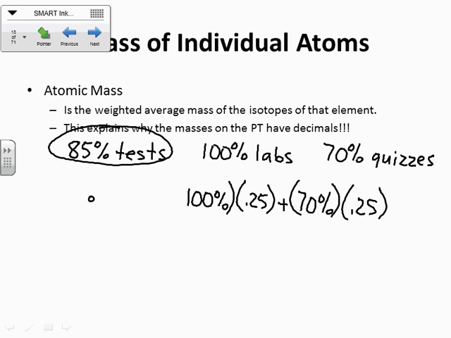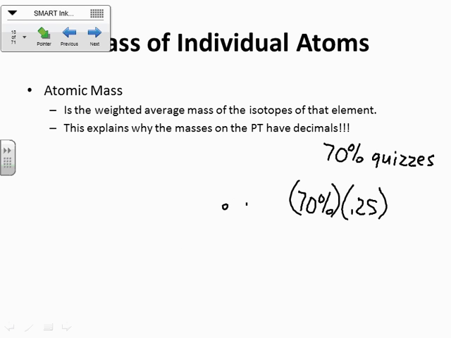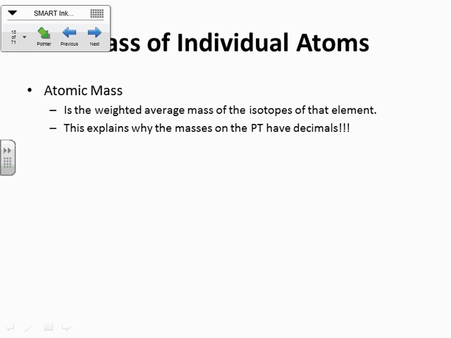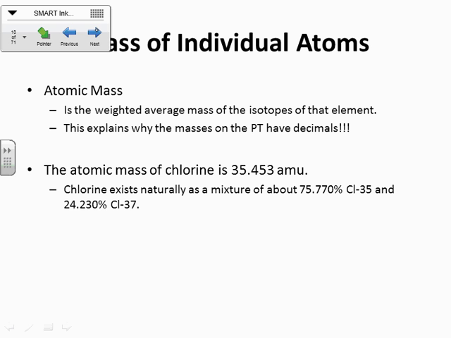And that's actually what they do when they're calculating the number that they're going to put for the mass on the periodic table. Okay? So for example, the atomic mass of chlorine is 35.453 AMU. Now, the reason for that is, in nature, chlorine is a little bit more than 75% Cl-35, but then the other 25% or so is chlorine-37. So what you do is you do a calculation much like the one that I just did for your grades. You calculate the weighted average, and that would give you this number of 35.453.